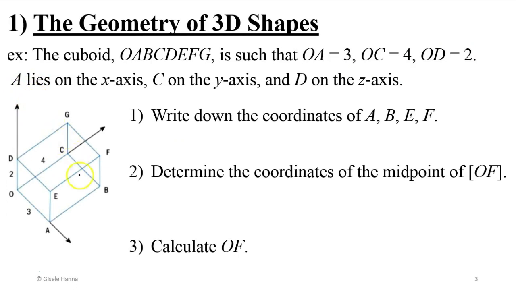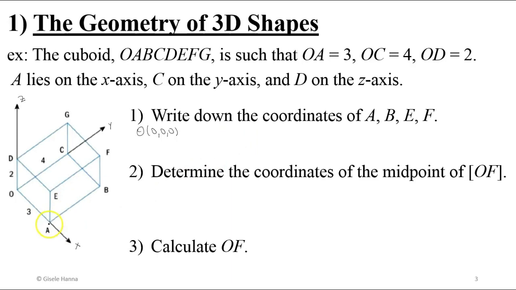Now over here the axes are indicated by the given. We have that A lies on the x-axis, so this is the x-axis. C lies on the y-axis, so this is the y-axis, and D lies on the z-axis. Okay, so over here we're first going to write down the coordinates of the points A, B, E, and F. Of course, O being the origin of the system, O has the coordinates 0, 0, 0.